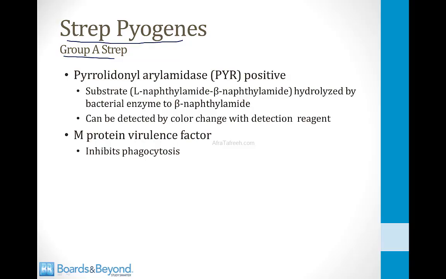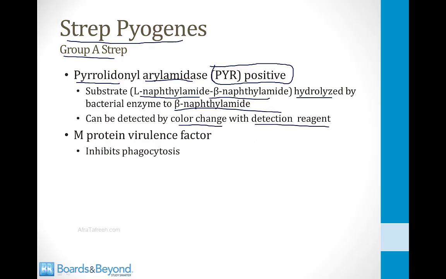Strep pyogenes has an enzyme called pyrrolidonyl arylamidase, and that's a mouthful. Most people just say it is PYR positive. This enzyme can hydrolyze a substrate called L-pyrrolidonyl beta-naphthylamide, and when it hydrolyzes it, it converts it into beta-naphthylamine, and this can be detected by a color change with a detection reagent. So once you know you're dealing with a beta hemolytic strep, testing for PYR positivity is a very rapid way to determine that you're dealing with strep pyogenes because it's the only beta hemolytic strep that is PYR positive.